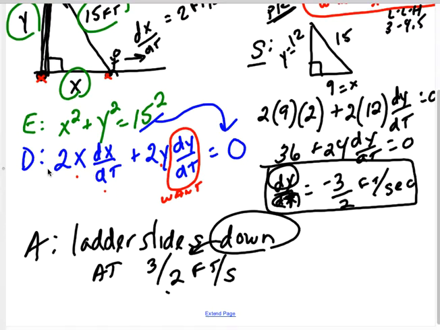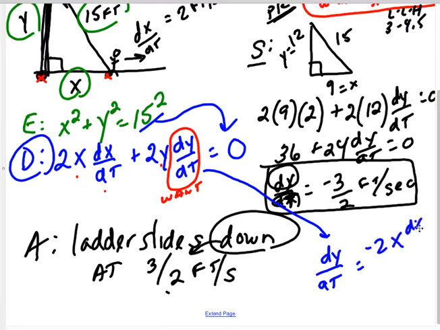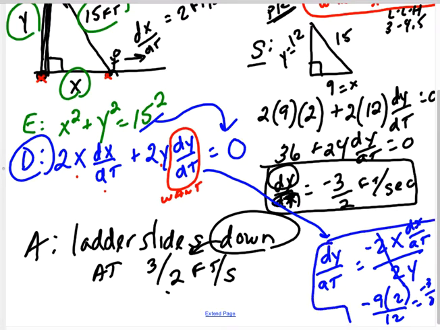Some of you might notice that it could have been easier to solve here for dy/dt. So if you had chosen to, back at this step, you could have said, hey, I'm going to solve for dy/dt first. If you'd done that, you would have gotten that dy/dt was negative 2x dx/dt over 2y. So you would have just gotten negative x dx/dt over y, which would have been negative 9 times 2 over 12. And you still would have gotten negative 3/2. So if you wanted to, you could have solved for it first and cleaned up stuff. That's fine. Either way, that's my answer.